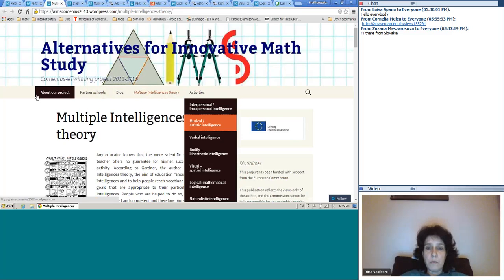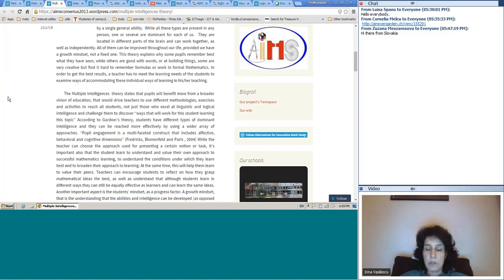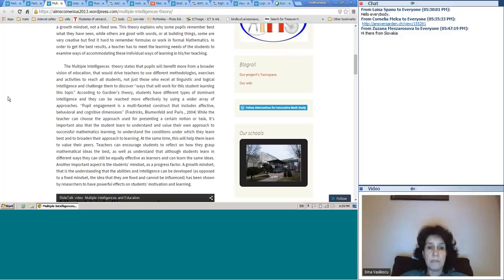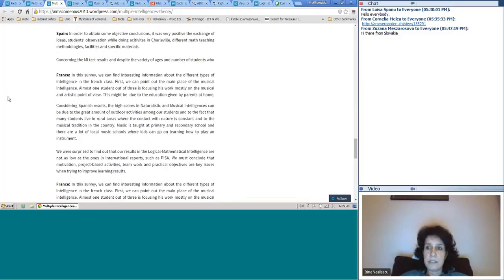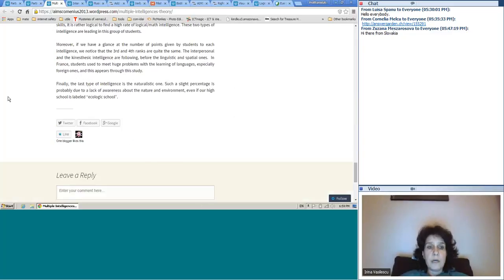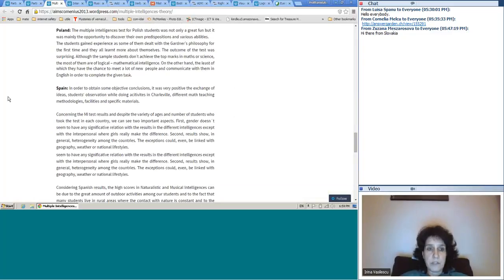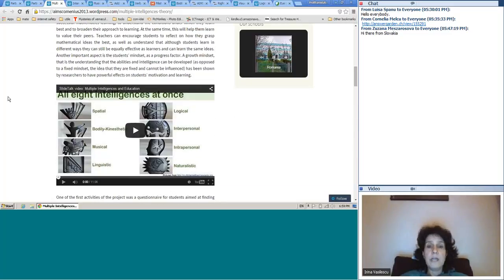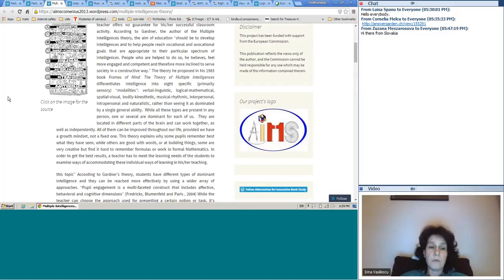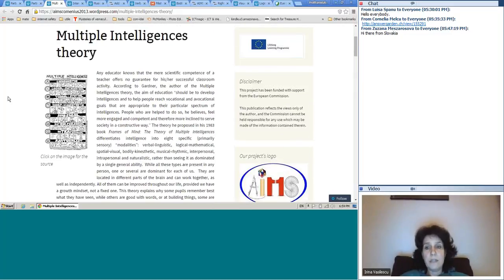First of all, one of the parts of the project is, of course, a description of the multiple intelligences theory, but also a study that we have started the project with. And you can see the results here. We have tested our students regarding their dominant type of intelligence. And the results have been quite interesting, and the differences are quite striking, also from one country to another, but also from boys to girls. There's also a link to the results of the study.